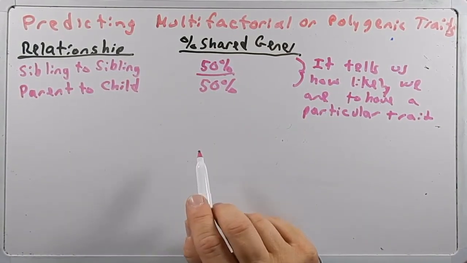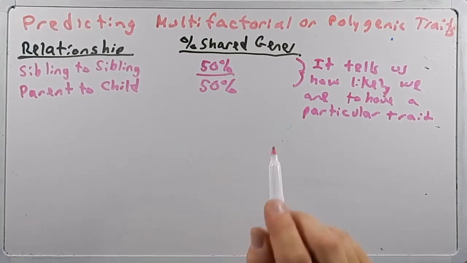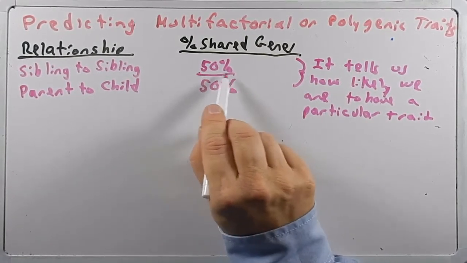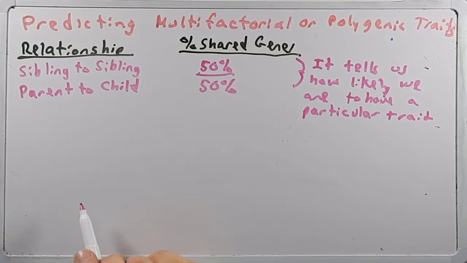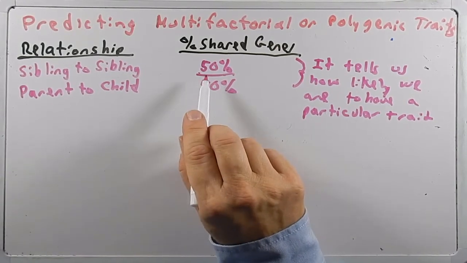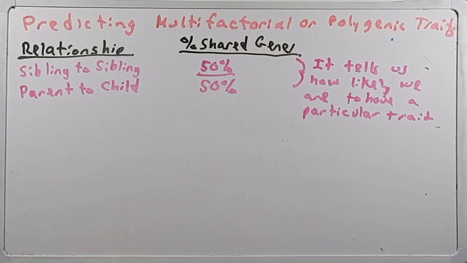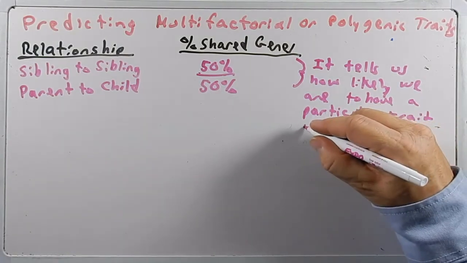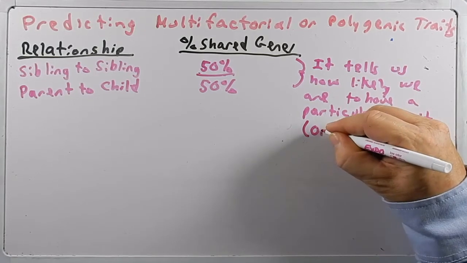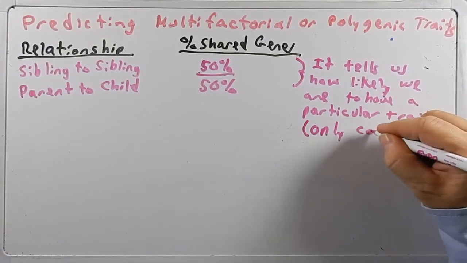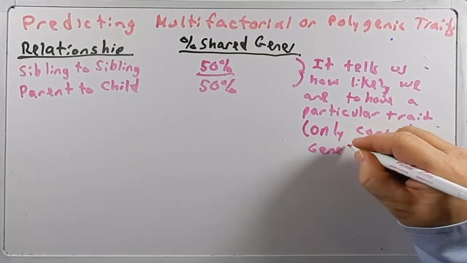Remember, it excludes the environmental factor, so that trait may have something to do with the environment. So it doesn't mean I have a 50% chance of having the disease. It simply means I have a 50% chance of having any genes that might contribute to that trait. So let's make that as a main point down here. I'm going to put in parentheses, only considers the genetic component.